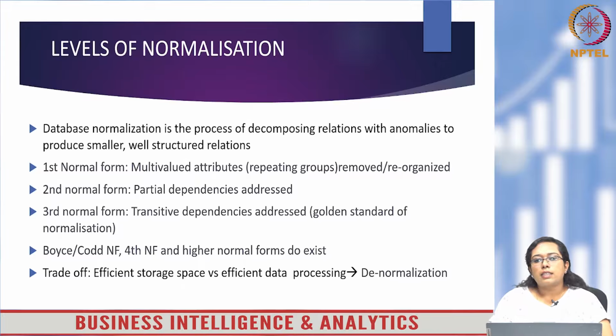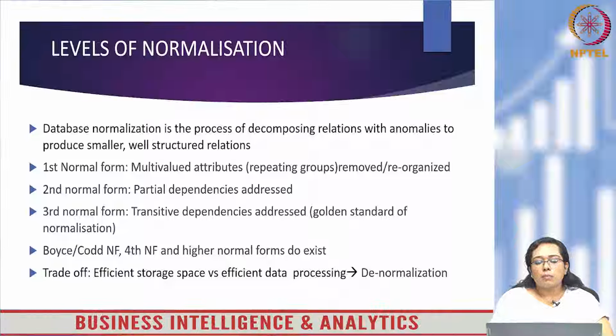So, in database normalization, what we are doing is splitting the relations or tables into multiple smaller tables with well structured relations. So, what is database normalization? It is a process of decomposing relations with anomalies to produce smaller and well structured relations. Basically, we are decomposing a big table into multiple smaller tables. There are multiple normal forms, as we call them, multiple stages of decomposition.